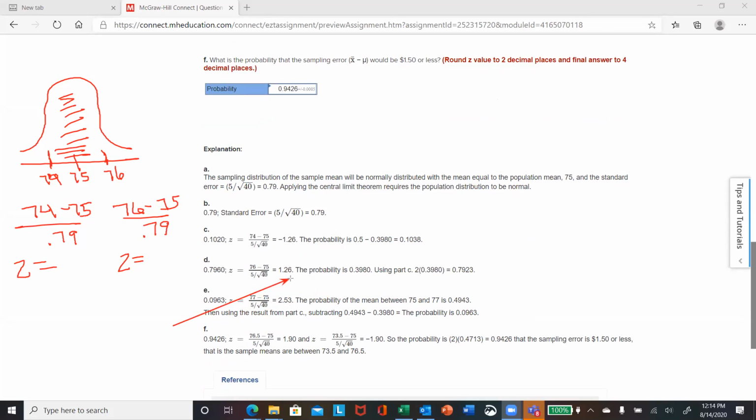Each of these is exactly one, it's a positive and a negative, I guess. 76, and yeah, so it's a plus or minus. So they're getting basically 0.7923. You just have to double the area. All right, so that's letter D.